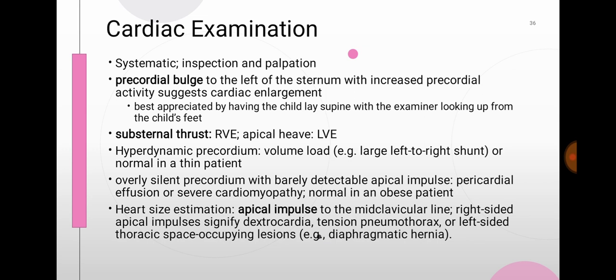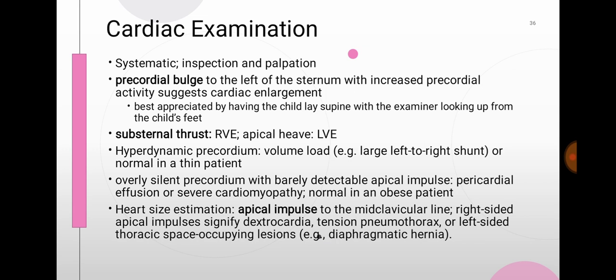So how do you evaluate for that? You let the patient lie flat, and then you stand at the foot of the bed, and you look if the right and the left chest walls are equal. If the left is more than the right, if it's bulging, the patient most likely has left ventricular hypertrophy. Okay? Substernal thrusts are also important. A hyperdynamic precordium would mean that there is volume overload or there is shunting, or it may be normal among patients who are thin. An overly silent precordium does not mean that there is no problem. This can be seen in obese patients, so you cannot see most of the movement of the heart, but it can also be a severe cardiomyopathy.